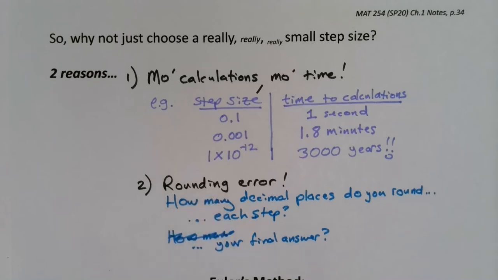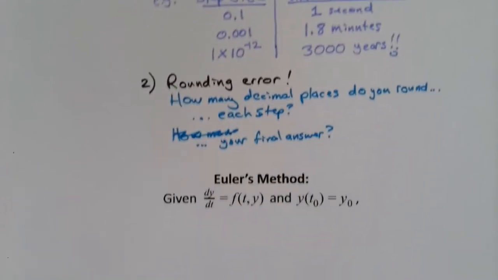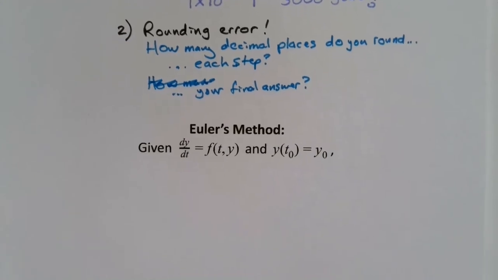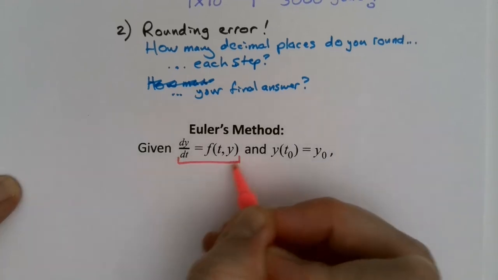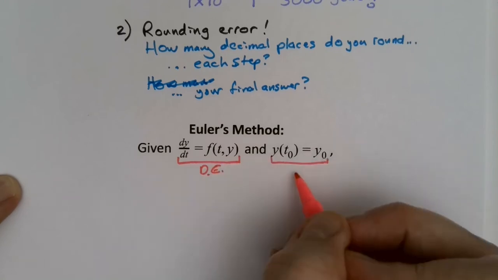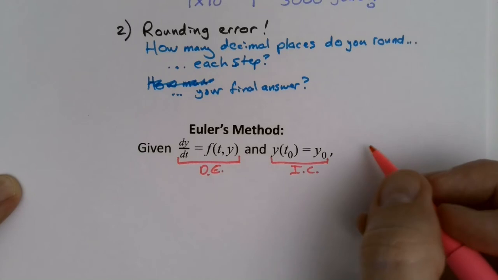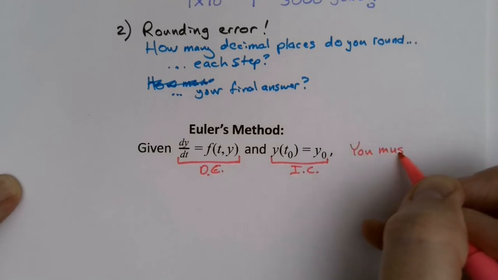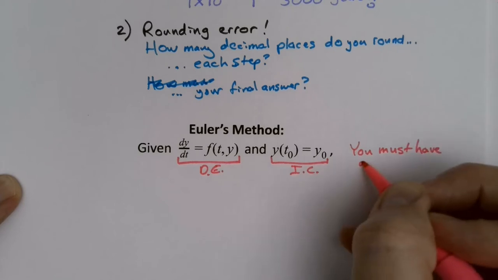So the last little bit for this video, we're going to take a look at Euler's method as a formal program, as a formal algorithm. The couple of things that you need to recognize about Euler's method, in order to do it, you have to have 2 things. You have to have a differential equation, and you have to have an initial condition. That means you must have an initial value problem.